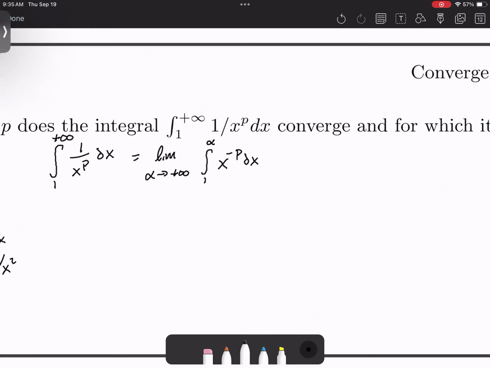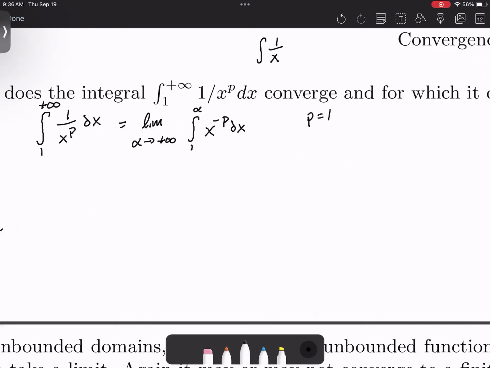Now, you can't immediately jump into a power rule because it depends on the values of p. If p is equal to 1, then this is 1 over x. And the integral of that is a natural log. So let's talk about this case first. The integral from 1 to alpha of x to the minus 1 is going to be a natural log of the absolute value of x, but I'm integrating over the positives, so I don't need the absolute value. And we'll take that antiderivative between 1 and alpha.